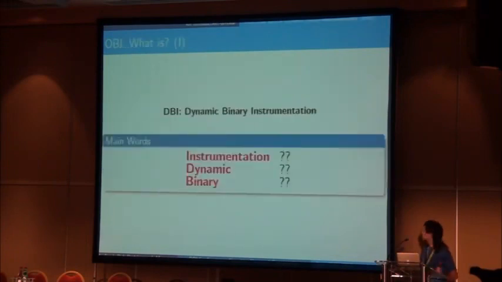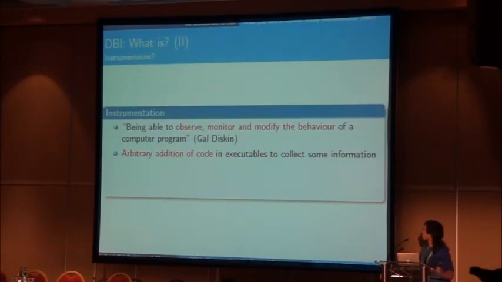So moving to the business, what is DBI? DBI stands for Dynamic Binary Instrumentation. So the main words here are instrumentation, dynamic, and binary, okay? So what is instrumentation? Attending to the definition of Galdiskin, instrumentation can be defined as being able to observe, monitor, and modify the behavior of a computer program, okay? Some other guys say that instrumentation means the arbitrary addition of code in binaries to collect some kind of information. So I have mixed these two definitions.